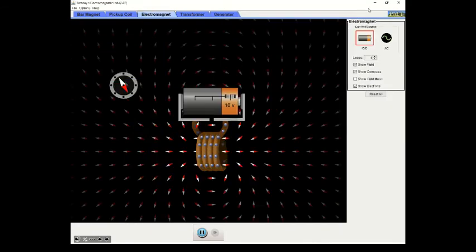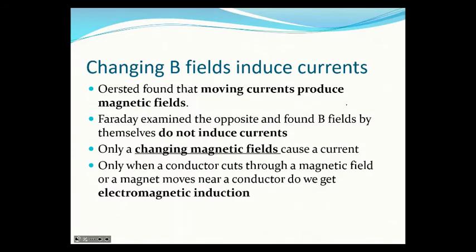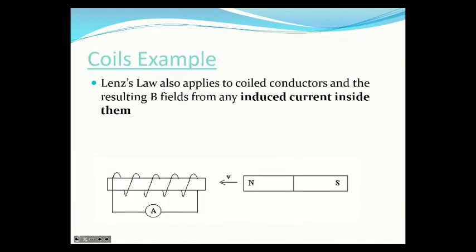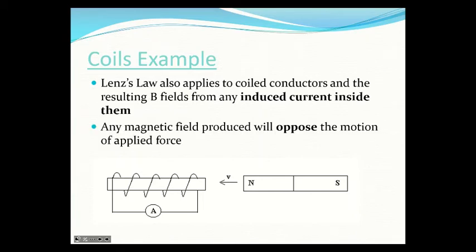Okay, so let's do a different type of example. Lenz's law also applies to coiled conductors and the resulting magnetic fields from any induced current inside of them. So any magnetic field produced will oppose the motion of the applied force.